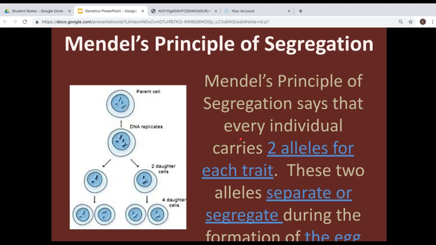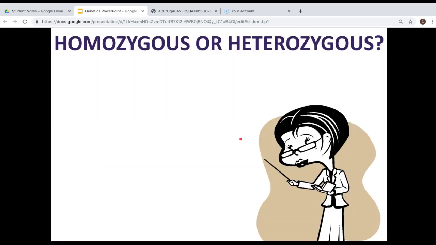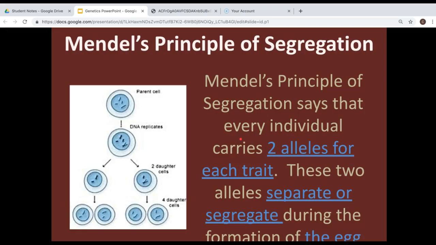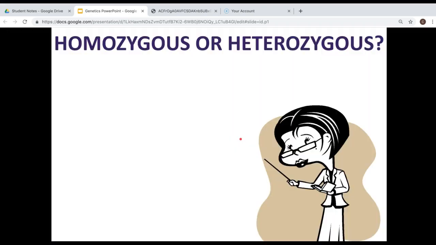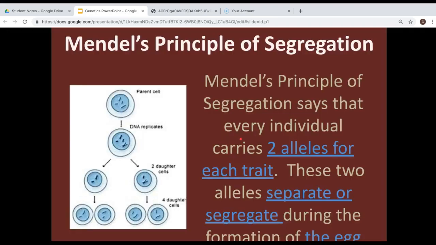Okay, so this principle, discovered by Mendel again, says that every individual carries 2 alleles for the same trait. And these 2 alleles separate, or segregate, during the formation of sperm cells or sperm and egg cells. Again, meiosis, essentially. Okay?